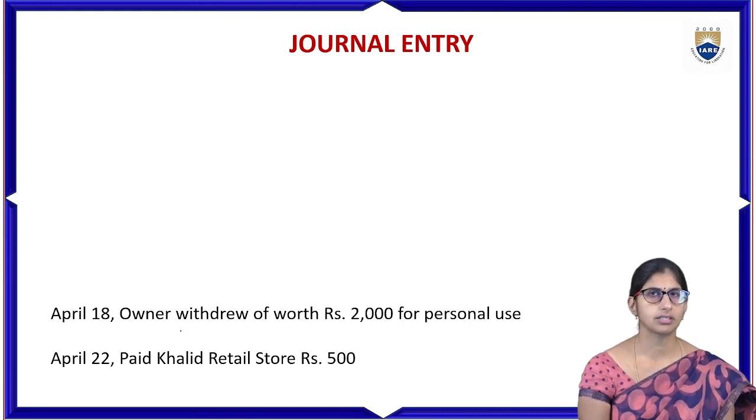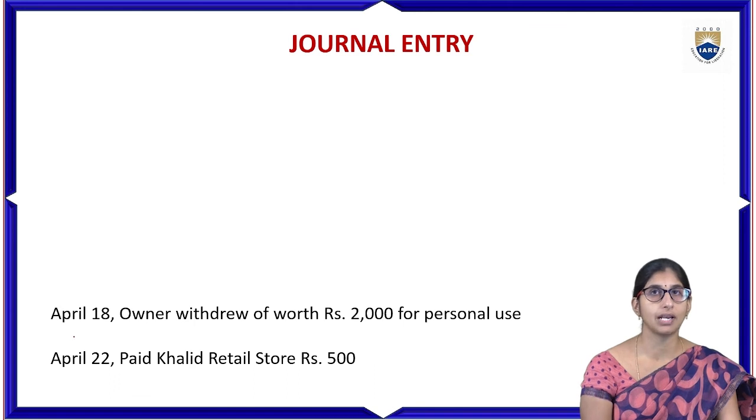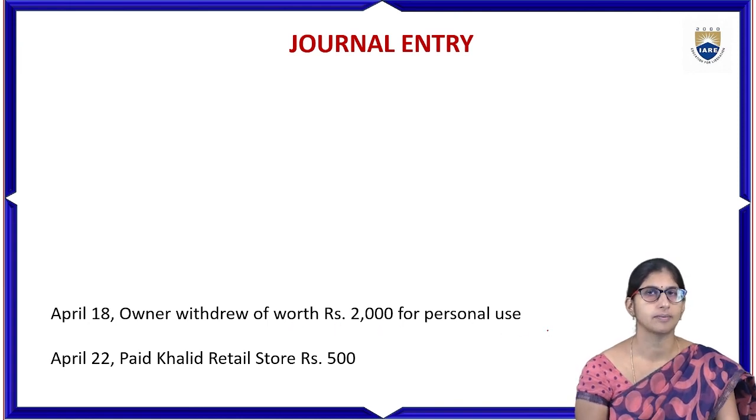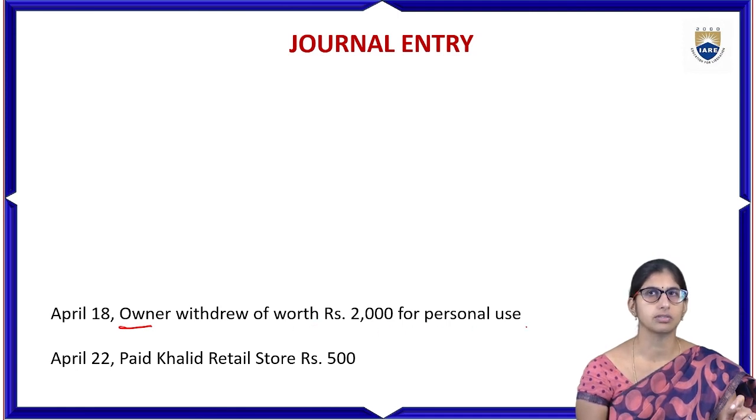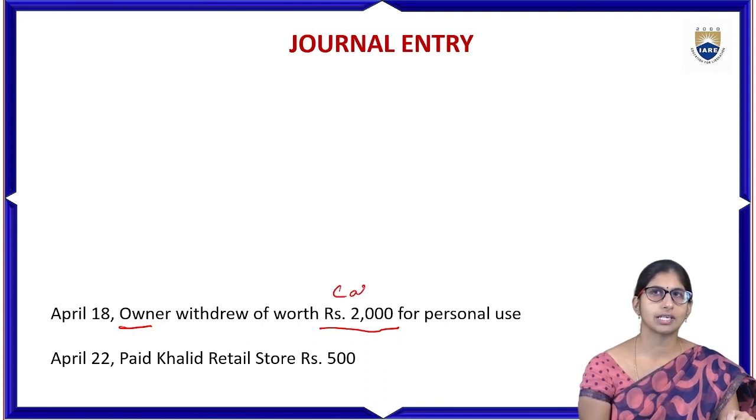Coming to the next entries, on April 18th, owner withdrew goods worth rupees 2,000 for personal use. What can we identify as important items here? Of course, owner withdrew rupees 2,000 for personal use. What is he withdrawing? Some amount of cash, that is 2,000 rupees. So I'll just write it as cash. Cash is a hidden item here. We have to identify those.